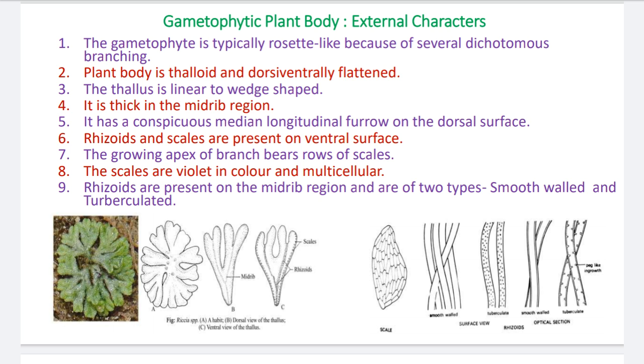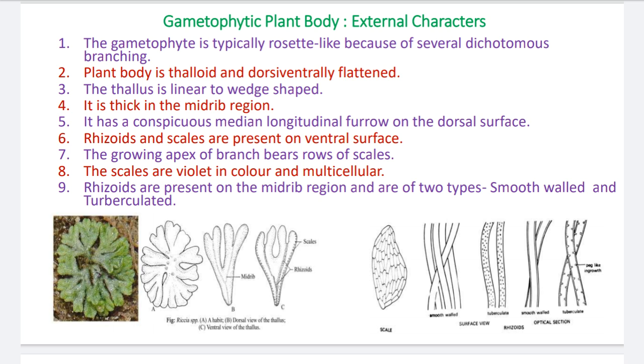In bryophytes, the plant body is a thallus. So, the Riccia thallus, external characteristics. First point, the gametophyte is typically rosette-like, because of several dichotomous branchings. Rosette means a rose-like structure. The thallus of Riccia always shows dichotomous branching. Di means two and tomy means division into two. Due to frequent dichotomous branching, the mature thallus appears rosette-like.